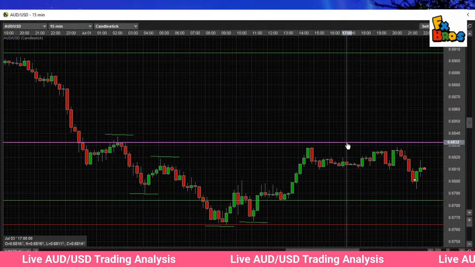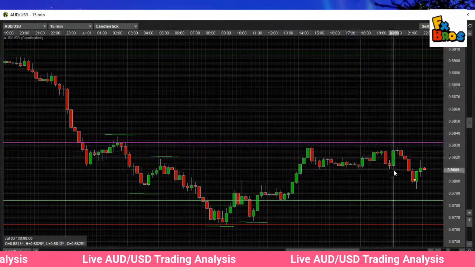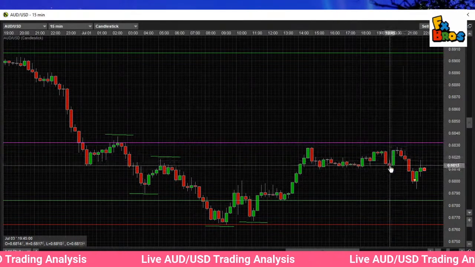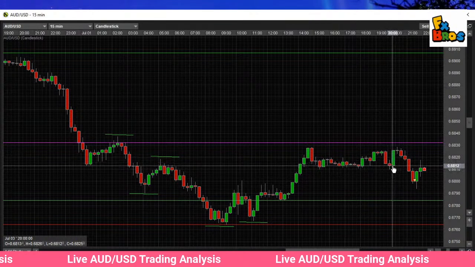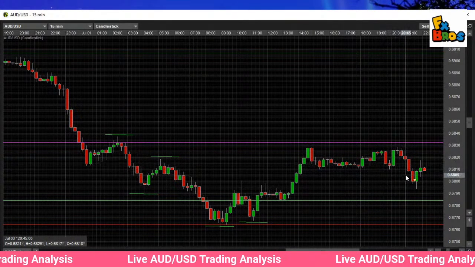Nonetheless, we did pretty much close still underneath the support. I didn't really want it to close in the zone. That's what I was really hoping it didn't do. So I'm gonna let price play out and see if we continue to push lower.